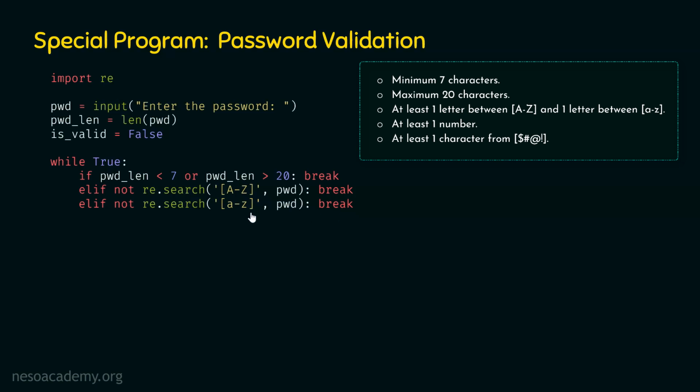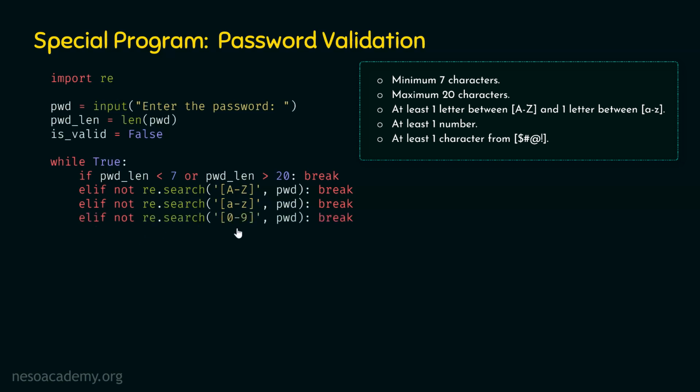So there must be at least one character from this range in the password. But if it is not the case, then we need to break the loop as it is without setting is_valid to true. So these two together will check for the third requirement which we have seen. Now what is the next step? We need to check the fourth requirement, which is this.